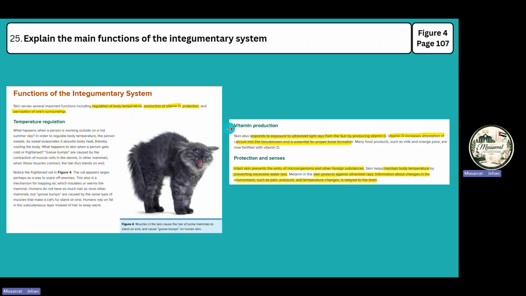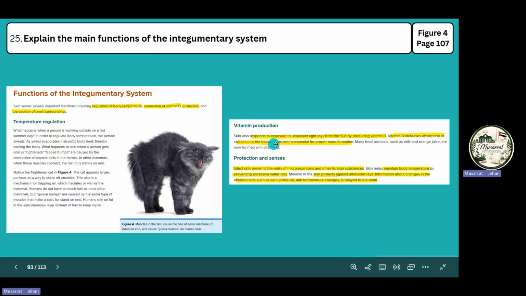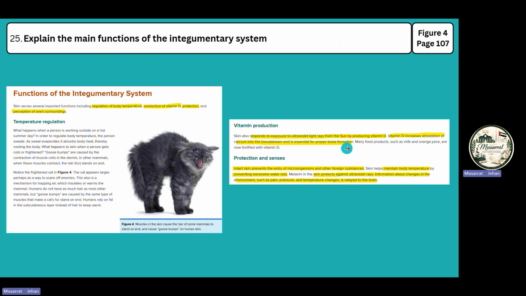The other function is vitamin production. Our skin responds to exposure to ultraviolet rays by producing vitamin D. Vitamin D increases absorption of calcium in the bloodstream, and it is essential for bone formation. Many food products like milk and orange juice are now fortified with vitamin D because in the UAE we are not going out so much in the sun, so vitamin D production becomes less, and that's why we have to take some supplements for vitamin D.